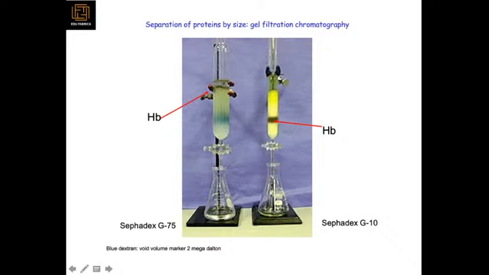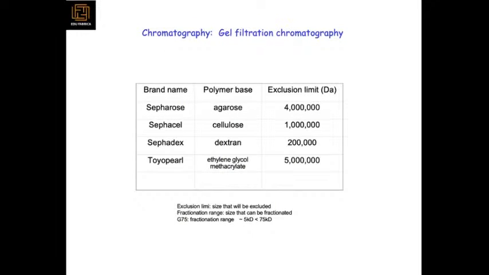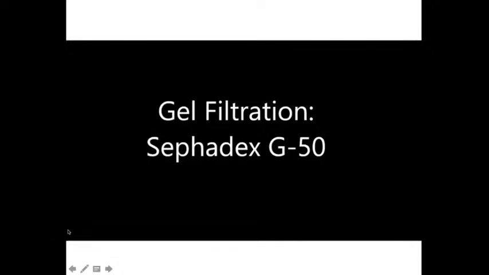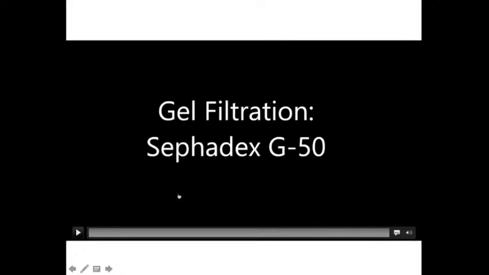And then this is your hemoglobin, your different proteins, blue dextran, void marker, 2 megadaltons. Sepharose has an exclusion limit of 4000. Sephacryl has around 100,000, and then Sephadex dextran has differences according to it. So let's see Sephadex G50, how this is done in practicality.